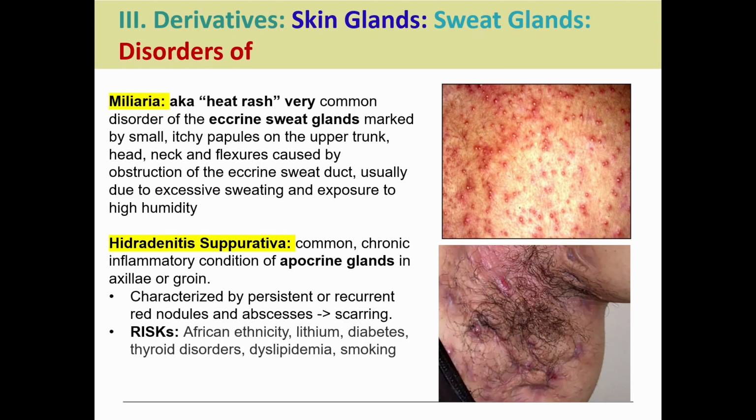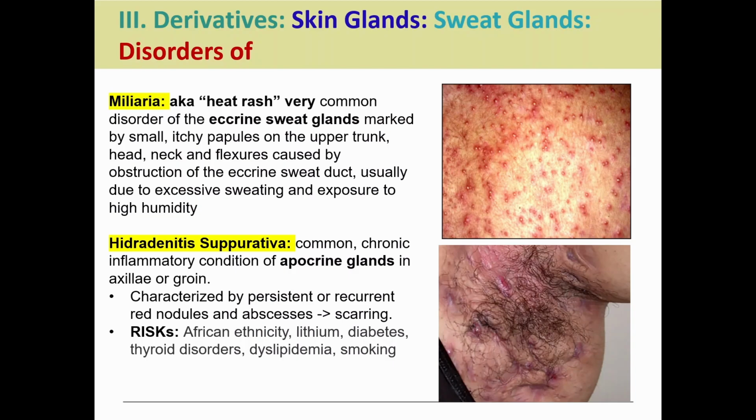So another thing that can happen is miliaria. This is heat rash. This is when the eccrine sweat glands are kind of disordered. So you get small itchy papules because there's an obstruction in the sweat gland, which is usually because we've been exposed to high humidity or high heat and we've been sweating a lot. So heat rash just develops in response because we've been sweating so much, or we've been exposed to so much liquid, like in the humidity, that the glands, the ducts, have actually become blocked.